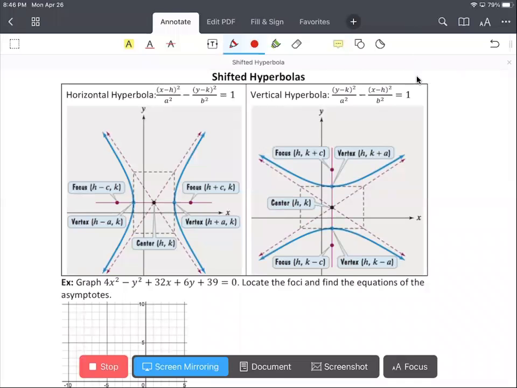In this video, we're going to graph shifted hyperbolas. I'm going to reorder our given equation so we can factor and complete the square. I'm going to subtract 39 on both sides, so negative 39 should be on the right-hand side. From the x's, I'm going to factor 4 out. From the y's, I'm going to factor negative 1 out.